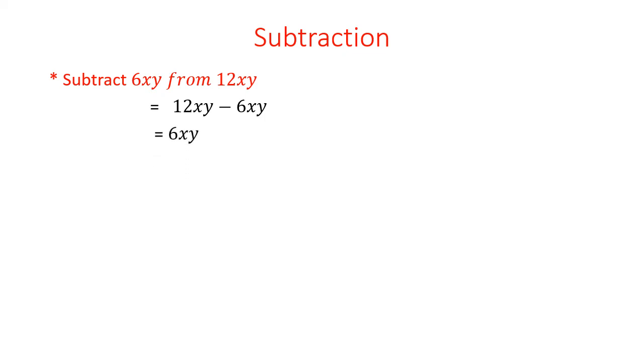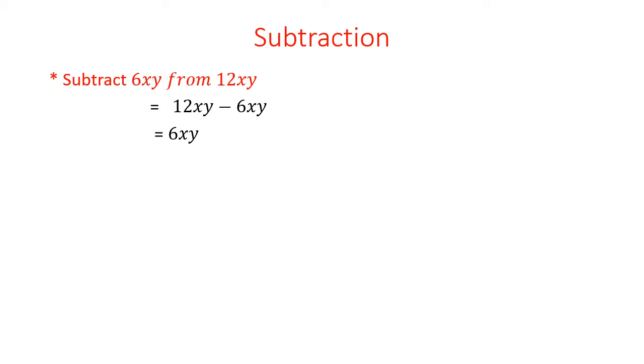We are going to revise subtraction. Okay, see, first question: subtract 6xy from 12xy. So first we write it in the form of subtraction, that is 12xy minus 6xy. First we check whether these two are like terms or unlike terms. So see, xy, it is a like term. So just subtract the coefficients. What is 12 minus 6? 6. Okay, so what is your answer? 6xy. So 12xy minus 6xy equals 6xy.